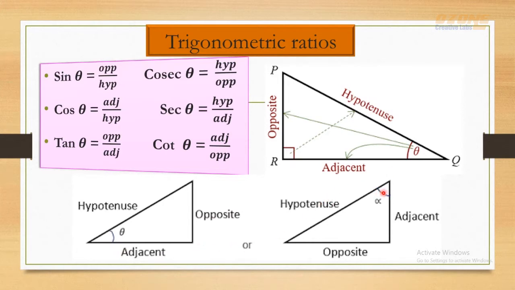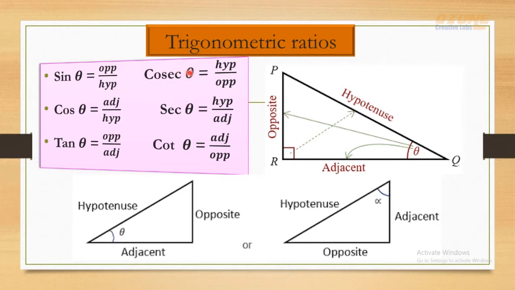Here the angle is given on the top, and it is given as alpha. So the hypotenuse is the longest side, the side opposite to that angle will be this one, so this is considered as the opposite side, and the side which is near to the given angle will be the adjacent side. So from this we can give the relation as sin theta equal to opposite by hypotenuse, cos theta equal to adjacent by hypotenuse, tan theta equal to opposite by adjacent, and cosec, sec and cot are nothing but the reciprocals of these.